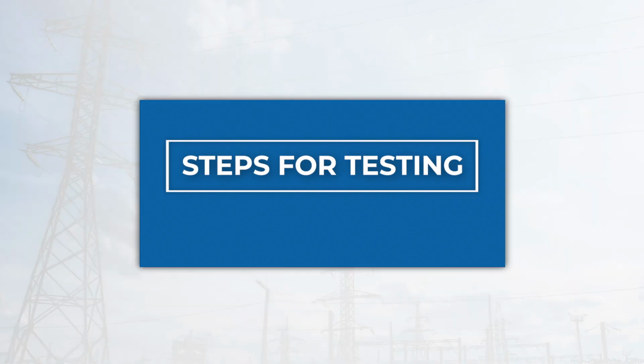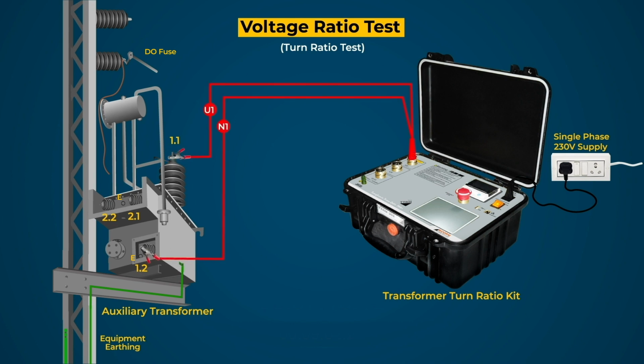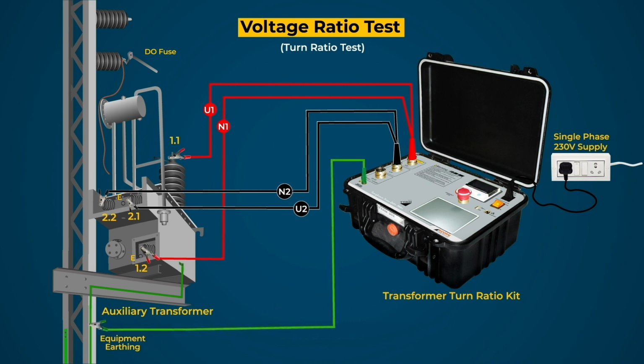Steps for testing. For this test, open the earthing terminal of HV winding and LV winding. LV winding should be open circuited. Now connect the single phase 230 volt AC supply to test kit and connect HV lead of test kit to HV winding and LV lead of test kit to LV windings. Also connect the earth terminal of test kit to transformer earthing.